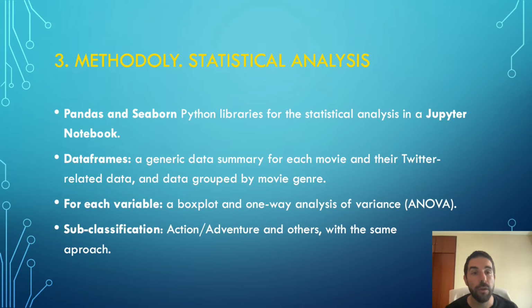For the statistical analysis, we have chosen to use the pandas and seaborn Python libraries in a Jupyter notebook. Two data frames have been generated: a generic one with a data summary of each movie and the related data, and data grouped by movie genre. For each variable, we have done a box plot and a one-way analysis of variance, called ANOVA. And for the classification, we have chosen to explore action, adventure, and others with the same approach.